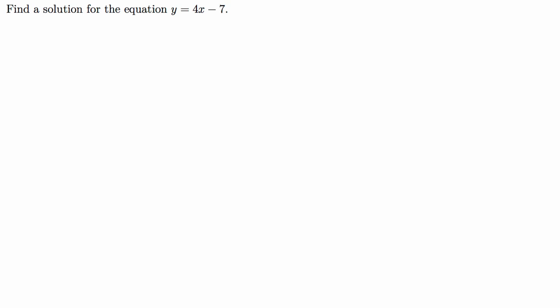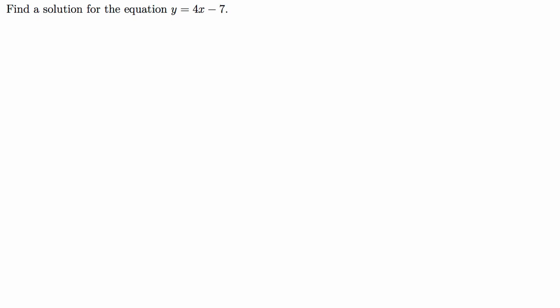Unlike equations that have one variable, which typically also have one solution, equations that have two variables more often than not have an infinite number of solutions. So when we are asked to find a solution for an equation, such as y equals 4x minus 7, there are an infinite number of possible answers to this.